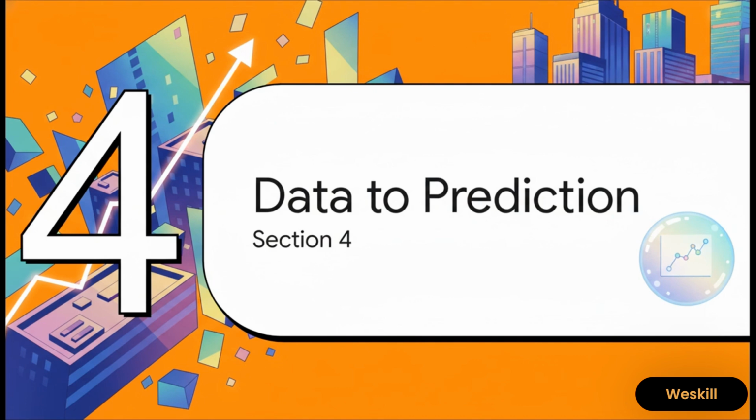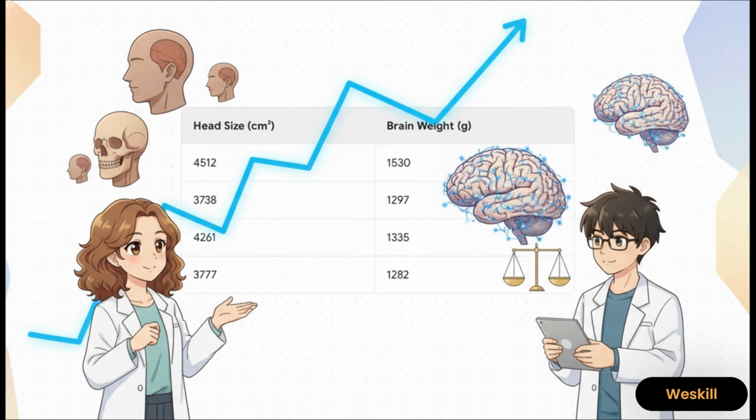Okay, that's enough theory. Let's see how this all works with a real-world example from our source material. We're going to take this whole process and use it to make an actual, concrete prediction. So check this out. Here we have a classic data set from data science. On one side, we've got head size in cubic centimeters. On the other, brain weight in grams. The big question is, can we actually predict a person's brain weight just by knowing the size of their head?